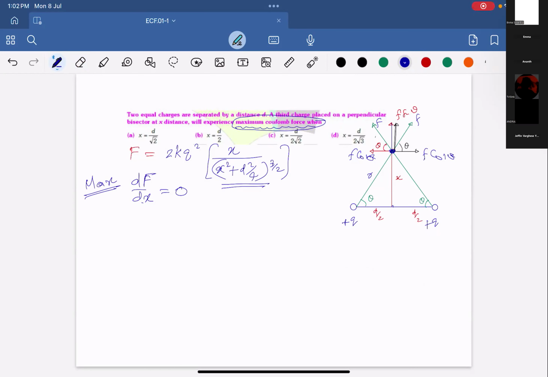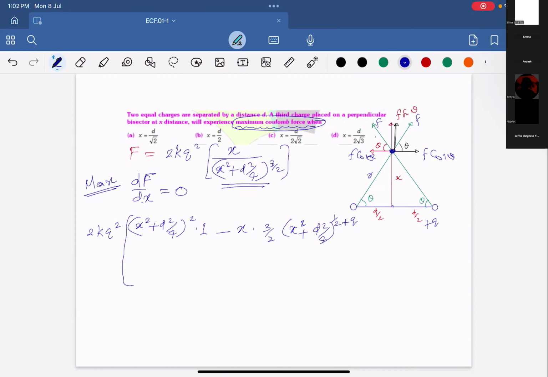So see what I'm doing. I'm taking one more time. Look at this. I'm differentiating 2kq square by r square. 2kq square, that is a constant. I won't touch it. Into what about the bracket? Denominator into derivative of numerator. Do you remember the formula? Differentiation of numerator. What is differentiation of numerator? Differentiation of x is 1, minus numerator into differentiation of denominator. What is differentiation of denominator? Power into x square plus d square by 4 the whole raised to 1 by 2.